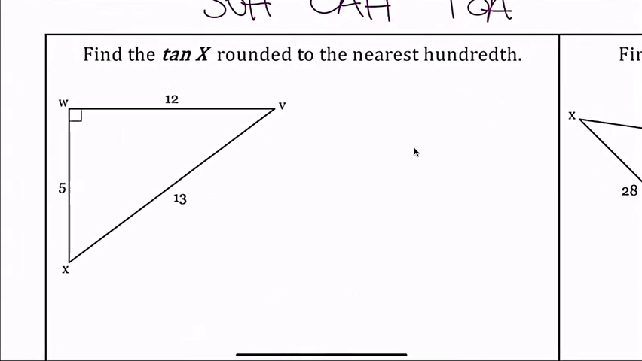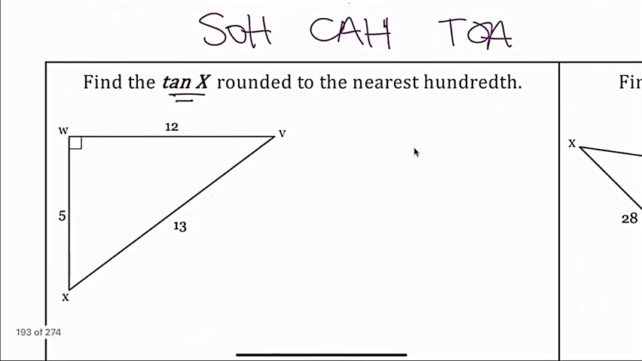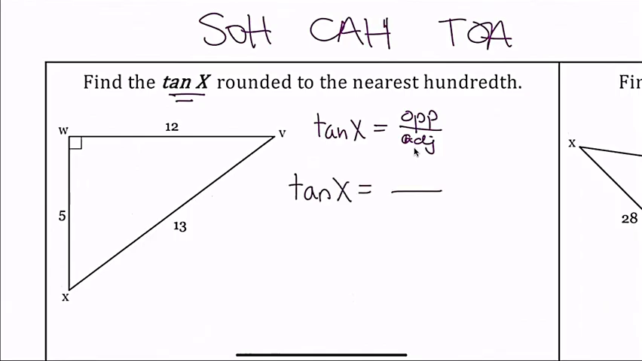It says, find the tan of x rounded to the nearest hundredth. So I'm looking for tangent. Tangent is TOA. So I'm looking for a tan of x. That would be the opposite over the adjacent. So to be able to do that, you need to know which one is the opposite and which one is the adjacent. So let's look at x.